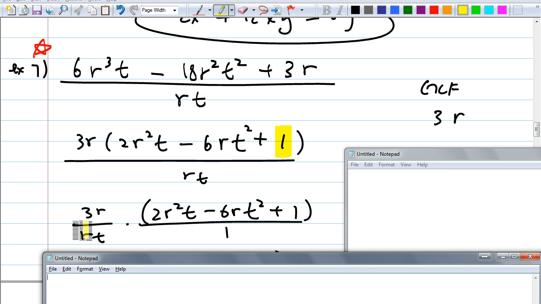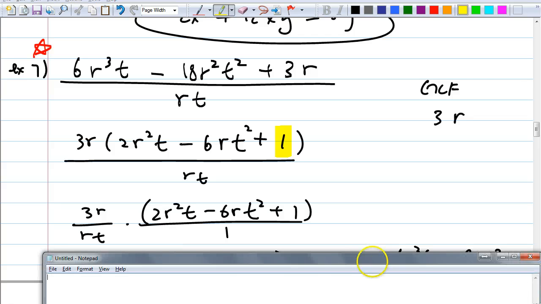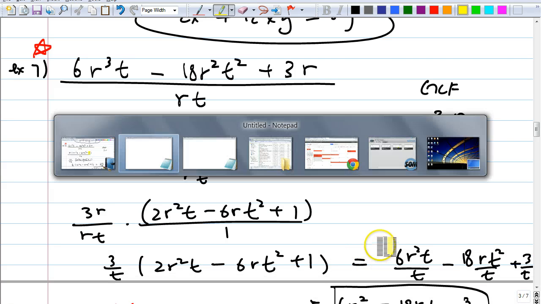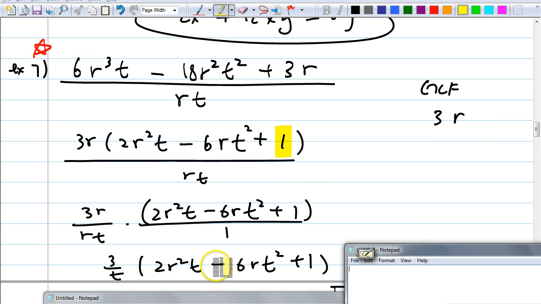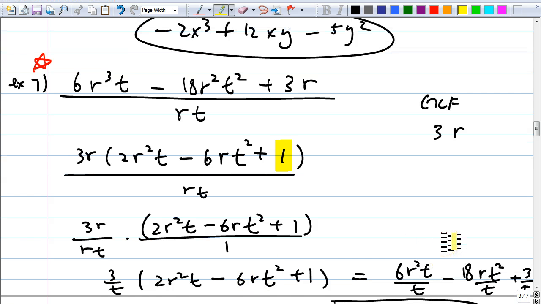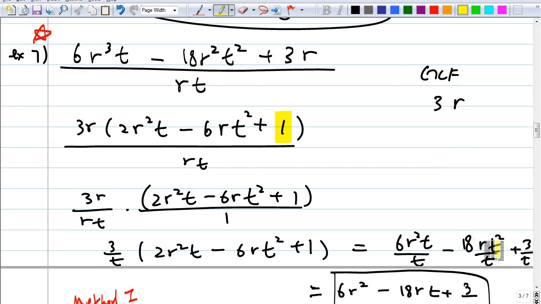Is it 3T or 3 over T? Do you think that's important? Yes. T is still down here on the denominator. So as you can see, when you multiply, you get 3 over T times that trinomial. And since we're dividing, we should simplify. We should distribute this out. When you distribute, don't you get 6R squared T over T minus 18RT squared over T plus 3T? And of course, you should cancel out the T's. You can simplify. Which one's easier, method 1 or method 2 for this one?